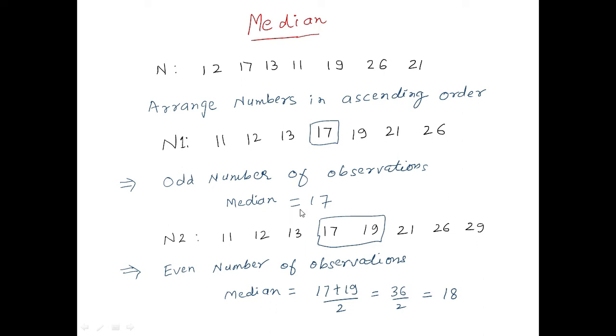So how do we calculate the median when the number of observations is even? Then we have to add the central 2 numbers, or the middle 2 numbers, out of these observations and divide by 2. So the average value of the middle central numbers here, which are 17 and 19, is 36 divided by 2, and the answer is 18. So 18 is the median for the even numbers.